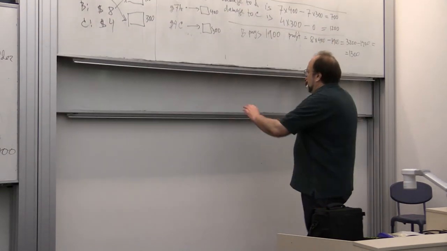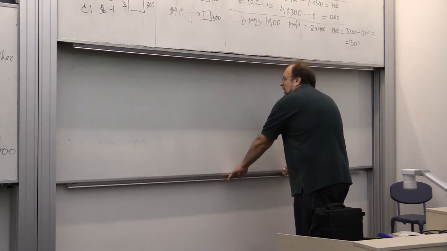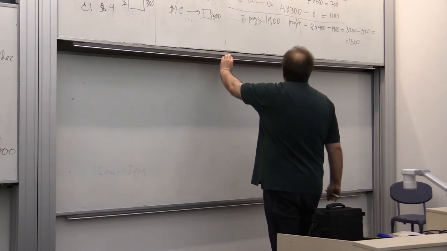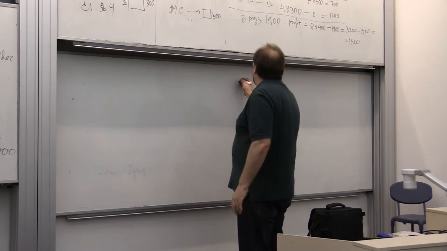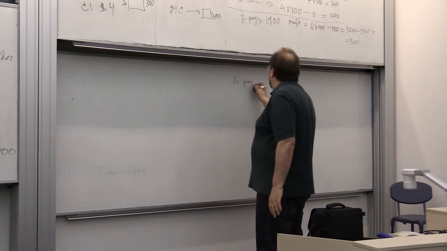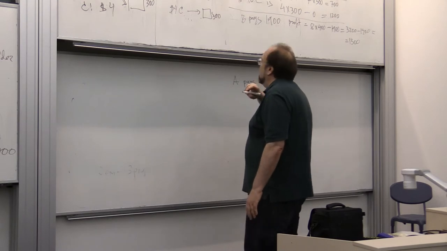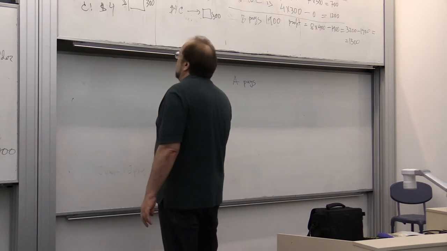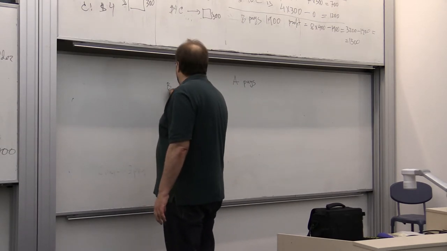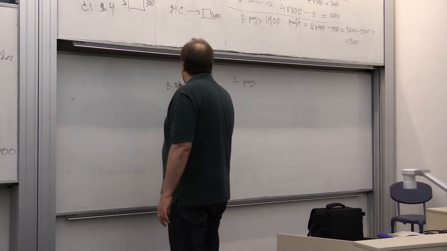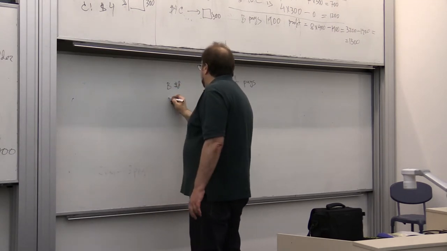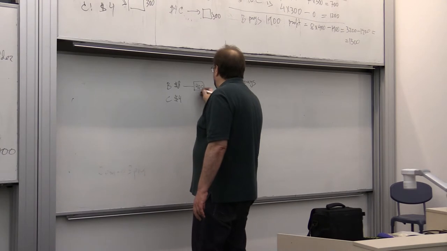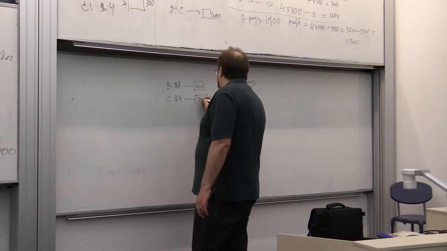Now let us see how much A pays. So A pays... what is the damage caused by A? Well, if you remove A, then you will have B bidding $8, right? And C bidding $4. B gets 400 click space, C gets 300 click space.